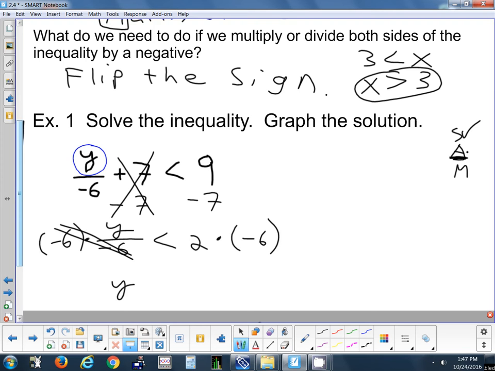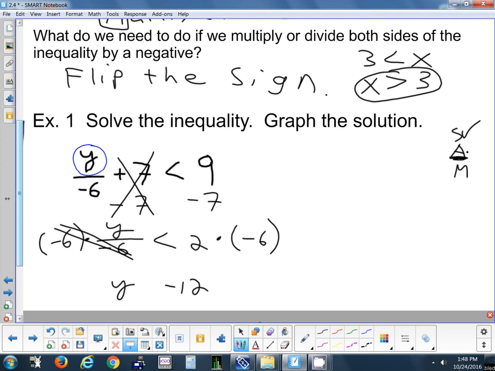What's 2 times -6? Not sure. What if it was +6? What's 2 times +6? 12. Now this time, instead of a positive times a positive, we have a positive times a negative. So a positive times a negative gives you what kind of number? Good, negative. So 2 times -6 is -12. That's good. And the last thing I have to decide is if I should flip.